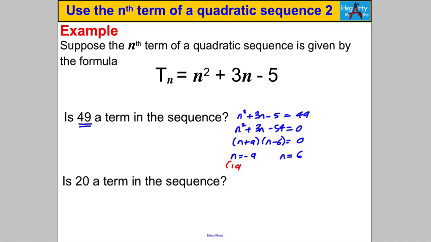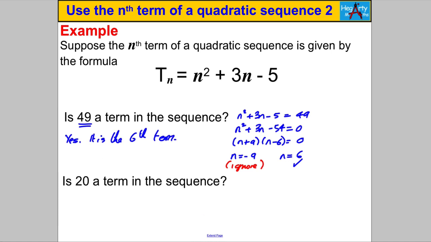Clearly, you ignore the negative n. N always has to be a positive whole number. But here, that gives us the answer we're looking for. So, is 49 a term in the sequence? Yes, it is. It is the 6th term, i.e. when n is equal to 6.